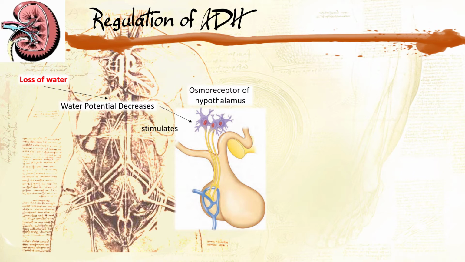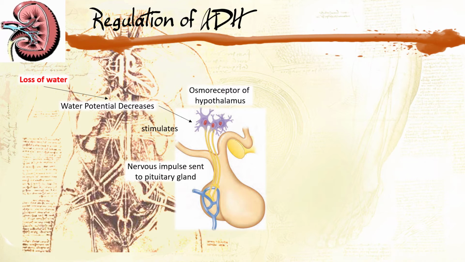What is an osmoreceptor? It is like a sensor, sensitive cells inside our hypothalamus that sense the increase or decrease in water potential inside our blood plasma. In this case, there's a decrease. So when there's a decrease, it will trigger the hypothalamus to send a signal to our pituitary gland. It is through nerve impulse. What is nerve impulse? You'll learn it in a future chapter.